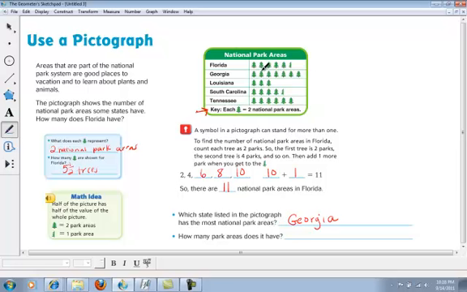Well, I see 1, 2, 3, 4, 5, 6, 7 whole trees. So let's count each tree and we'll count by 2s. 2, 4, 6, 8, 10, 12, 14. It must have 14 park areas.